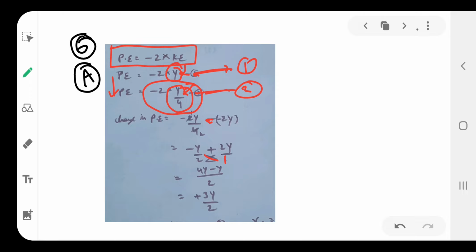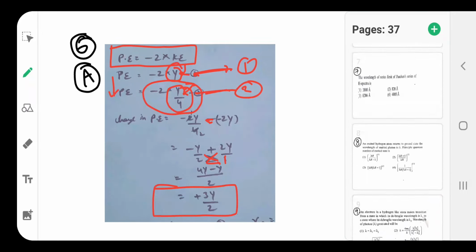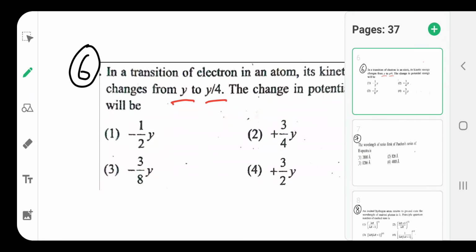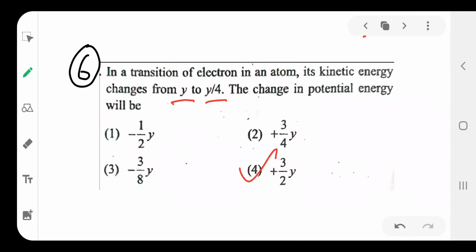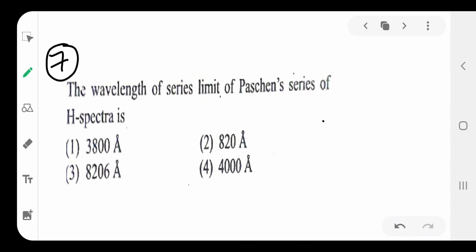Then we do the cross multiplication. Then 2 into 2Y, 4Y minus Y, divided by 2. 4Y minus Y means plus 3Y, divided by 2. So the change in potential energy is plus 3Y divided by 2, or 3 by 2 Y. The option is 4. Then see question number 7.